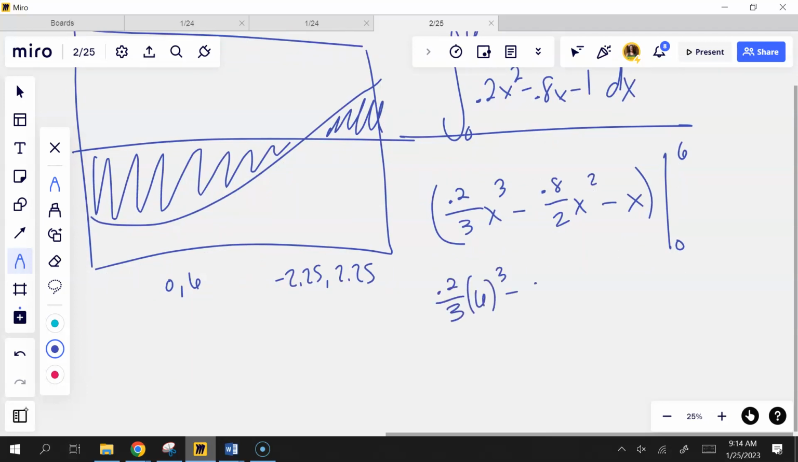6 to the third minus 0.8 over 2, 6 squared minus 6 minus, oh, well, that's going to be 0. And then you did the integral of it. Okay. A lot of you got confused on when you do antiderivative and when you don't. So we'll talk about that as we go. So don't let me lose track of time.